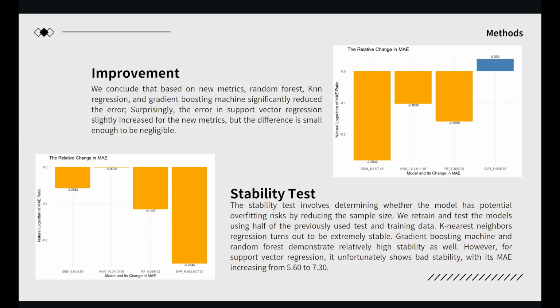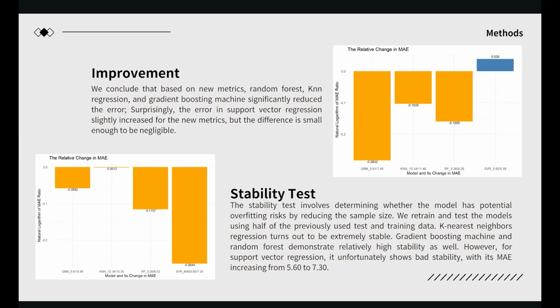Also, we have to conduct a stability test for a comprehensive evaluation of the model. This involves determining potential overfitting risks by reducing the sample size. By reducing the sample size, the models are retrained and tested using half of the previous years' test and training data, maintaining the chronological order to ensure the integrity of the prediction process.